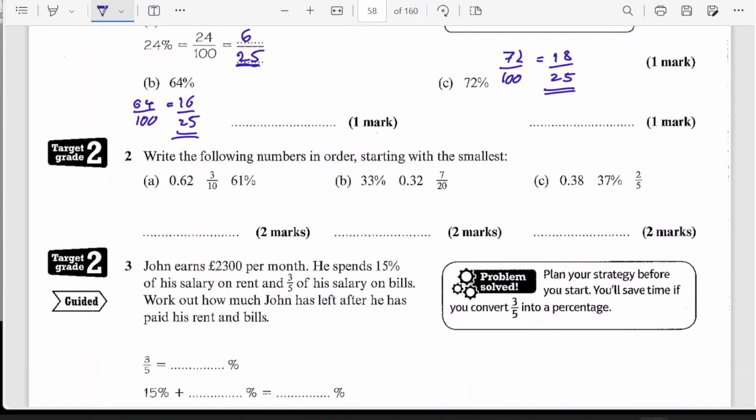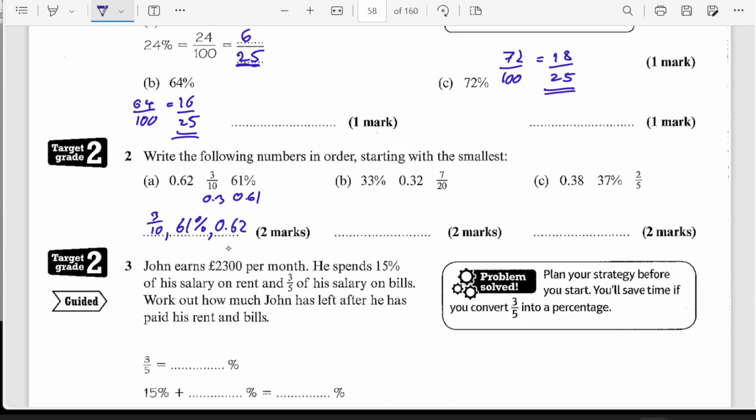Okay, question 2. Write the following numbers in order, starting with the smallest. So we're going in ascending order. I would convert these all into decimals. So we've already got that one in decimal form. This one would be 0.3, and then this one would be 0.61, and it's just easier to order them when they're all in the same format. So this is the smallest, 3 out of 10, followed by 61%, making sure we go back to the original form, followed by 0.62. And commas to separate.